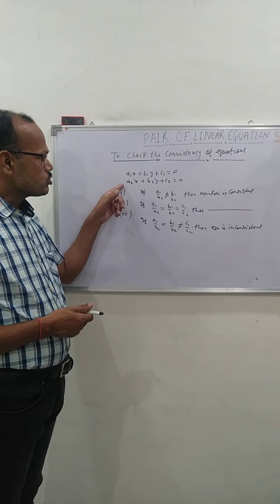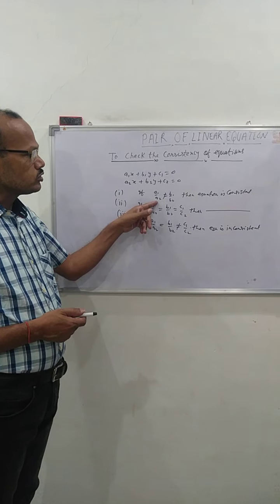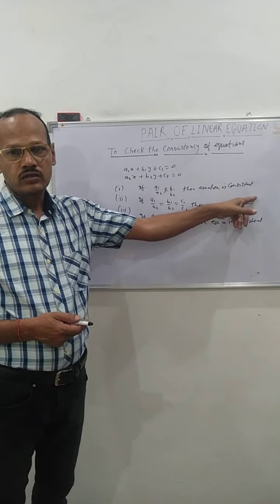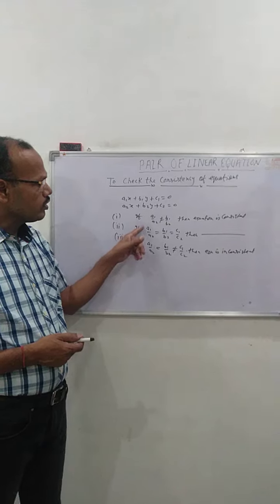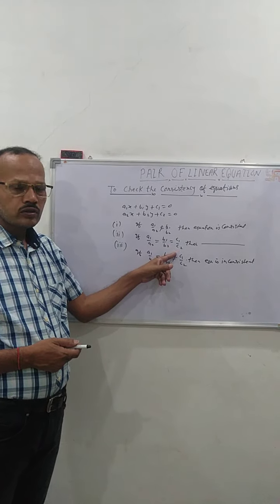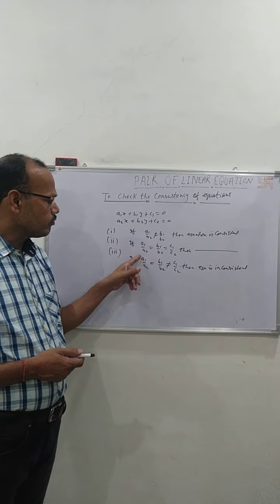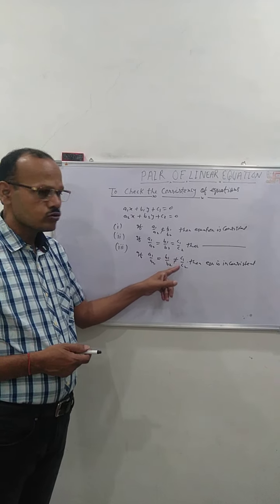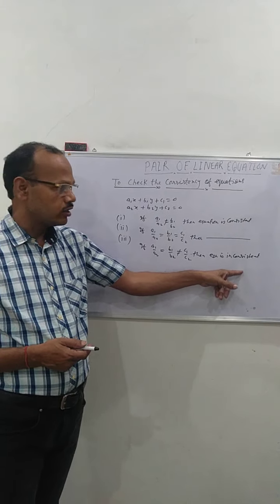By using these two equations we check that if a1 upon a2 is not equal to b1 by b2, then the equation is consistent. Now the second condition: if a1 upon a2 is equal to b1 by b2 is equal to c1 by c2, then the equation is also consistent. But if a1 upon a2 is equal to b1 by b2 but not equal to c1 by c2, then the equation is said to be inconsistent.